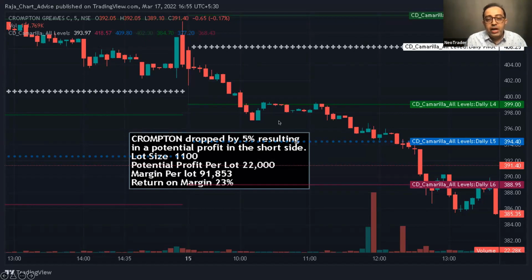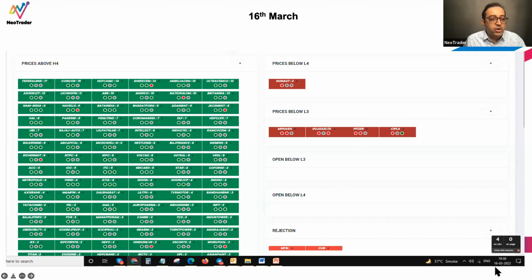So if L4 is your entry, L3 is your stop loss. If above H4 is your entry, H3 is your stop loss. That's how you can participate. Now you can see here again on 16th. You can see here 16th again market was bullish.